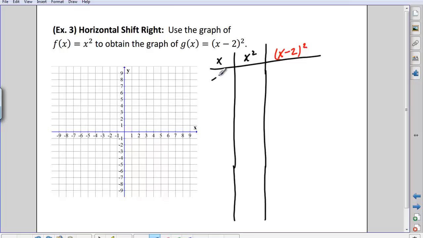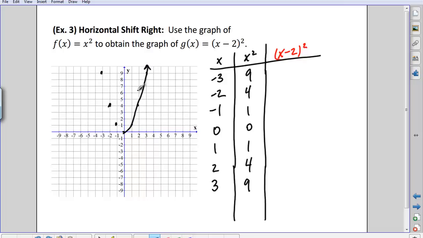And let's start at, we'll just do it like we did the last one. Okay, x squared, we know those values from the previous. And so we know the shape of that graph. Looks like this. Now what about x minus 2 squared? So how are we going to figure that out?